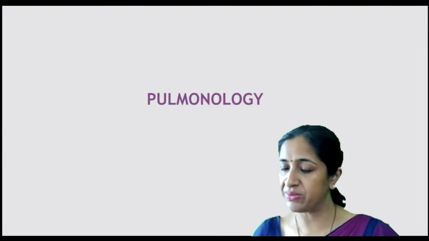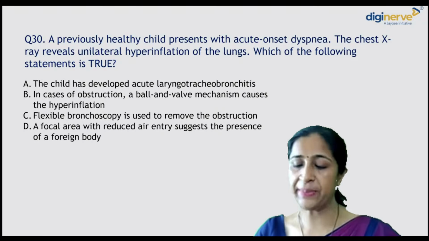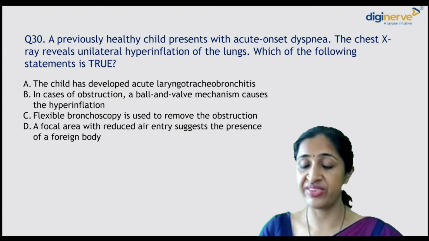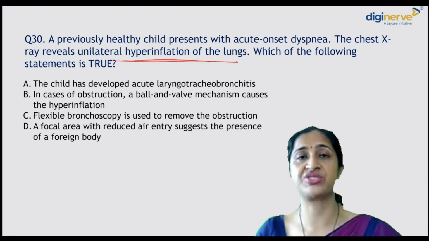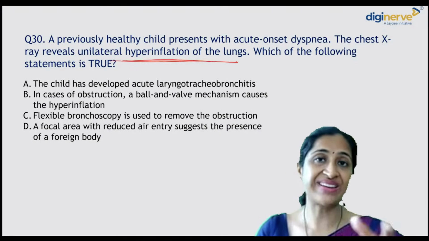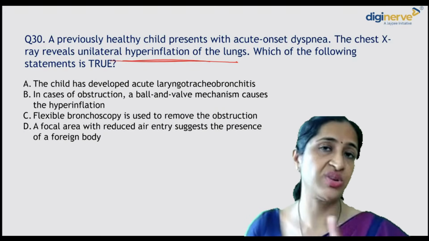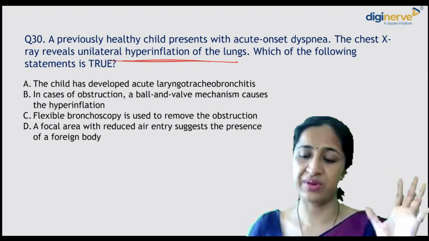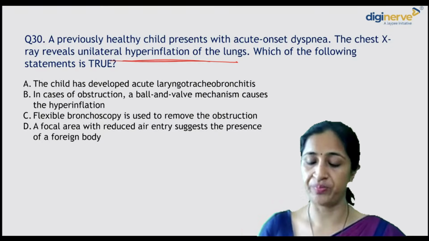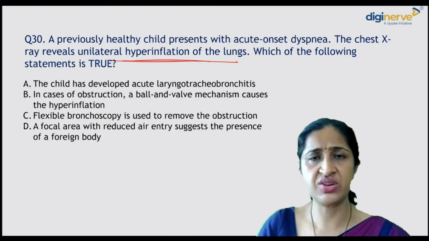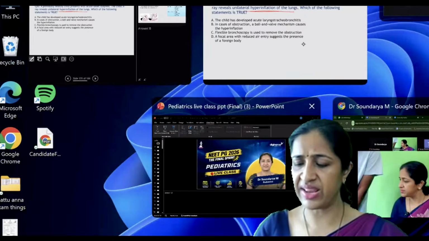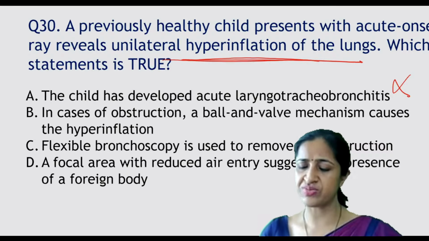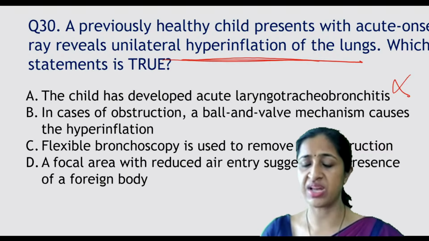Now coming to pulmonology, a previously healthy child presents with acute dyspnea. Chest X-ray reveals unilateral hyperinflation of lung. They didn't say unilateral collapse and compensatory hyperinflation. So what statement is true? Does he have laryngotracheobronchitis? No. Does obstruction with a ball valve mechanism cause hyperinflation?